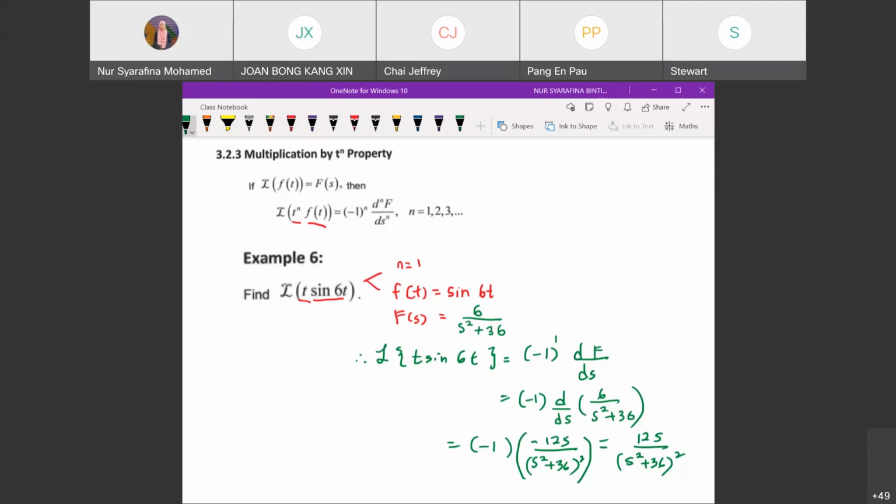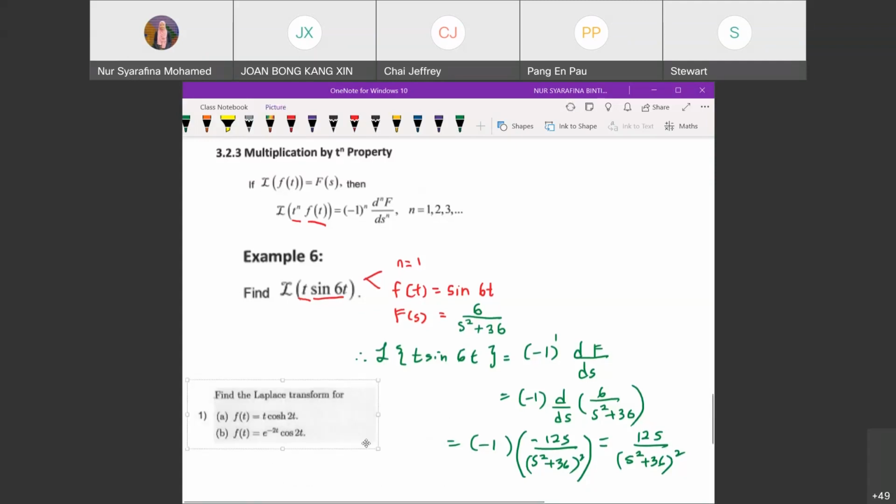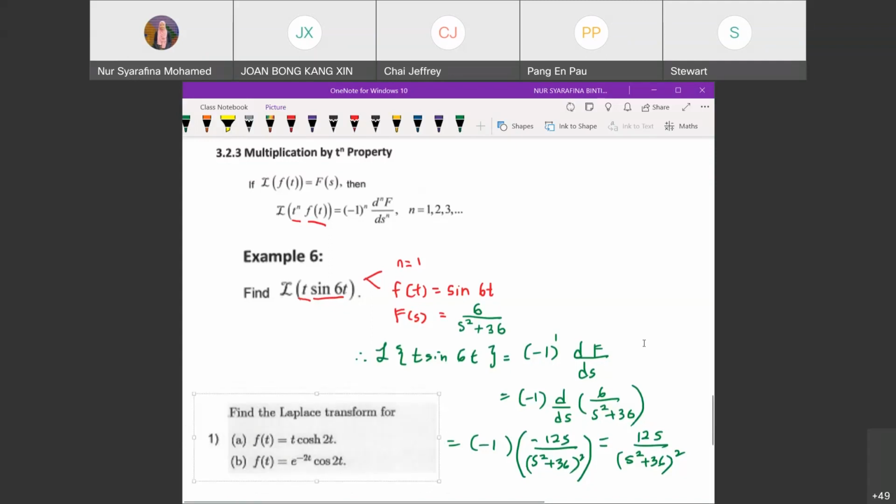Okay, let's try the first equation. This one. As you can see here, we have t cos 2t. This is multiplication by t to the power of n. This is the first shifting property. You can try this too. Okay, try it. Anyone has question? Anyone has problem? All of you got this? Guys?